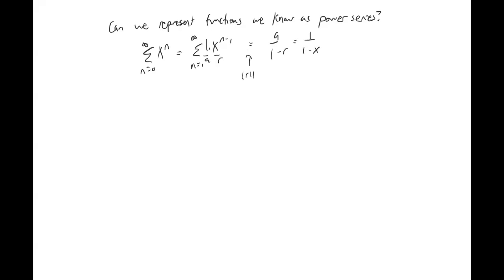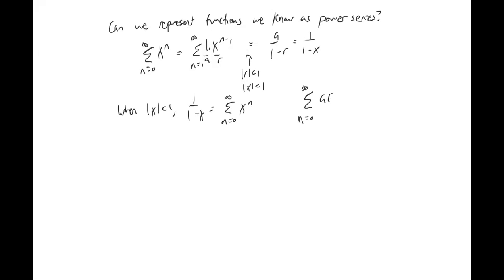This is true for absolute value of R less than 1, but since R is x, it's equivalent to being this. So let me just write it like this. When absolute value of x is less than 1, this function can be written like this. That's the moral of the story. So we could take this fact and generalize it.